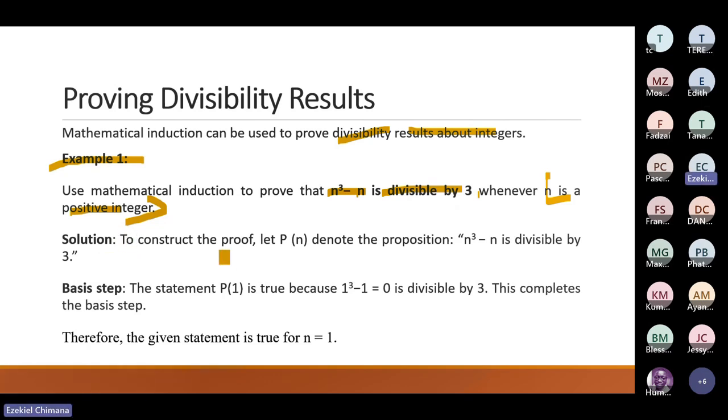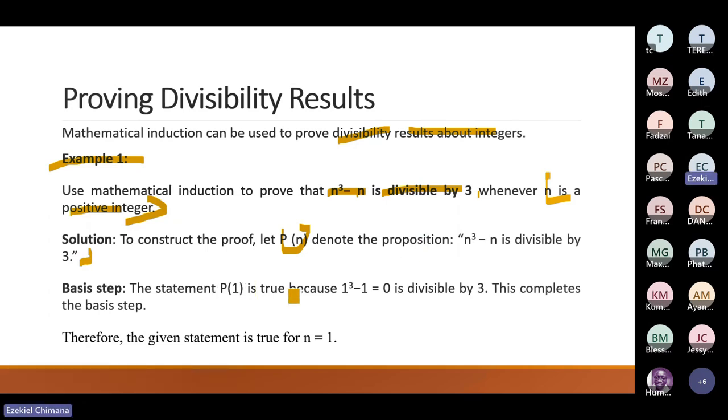To construct the proof, let P of n, so you start by letting P of n denote the proposition, which is n cubed minus n is divisible by 3. So this is our proposition, whenever n is a positive integer. The basis step now will be for you to take any positive integer, substitute in here, and see if the result is divisible by 3.